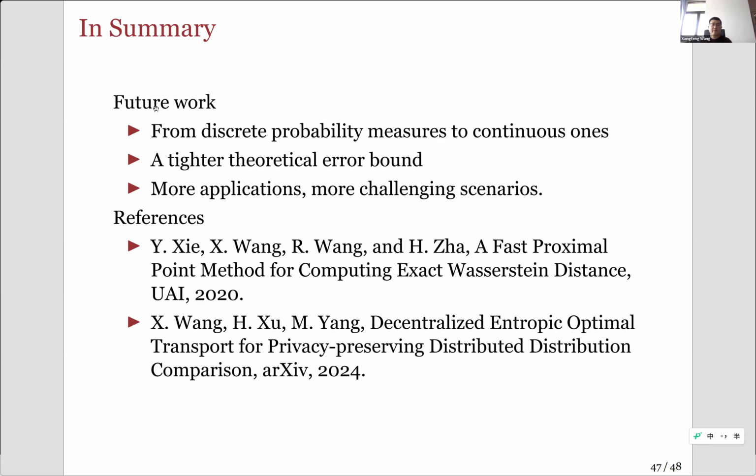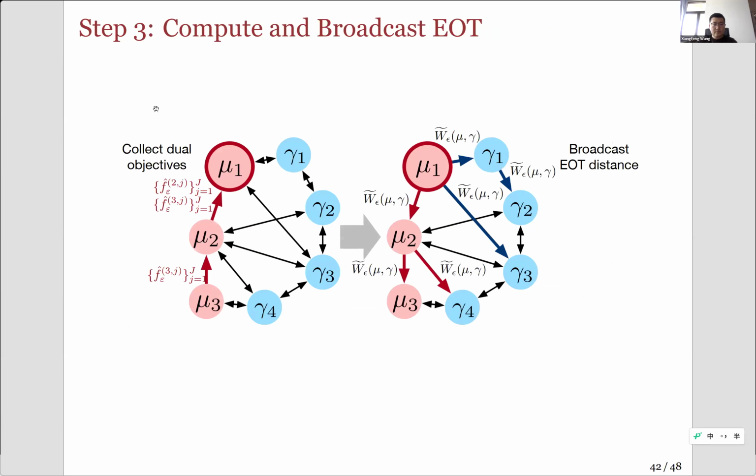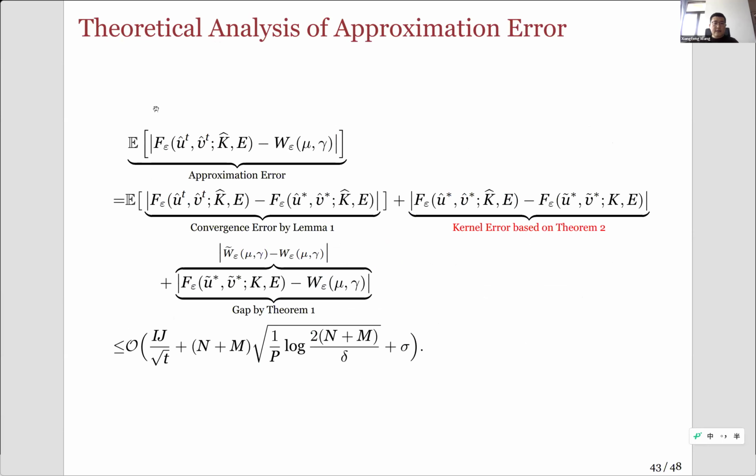And also in the future, we will transfer especially the decentralized case from discrete probability measures to continuous ones, which we have not discussed in the talk. And also the theoretical bound is not very tight. Let us double check. Especially the convergence error is related to the optimization algorithm we employed, like the BCD algorithm, the block coordinate descent algorithm, for which we can design more efficient optimization algorithms to tighten this bound.